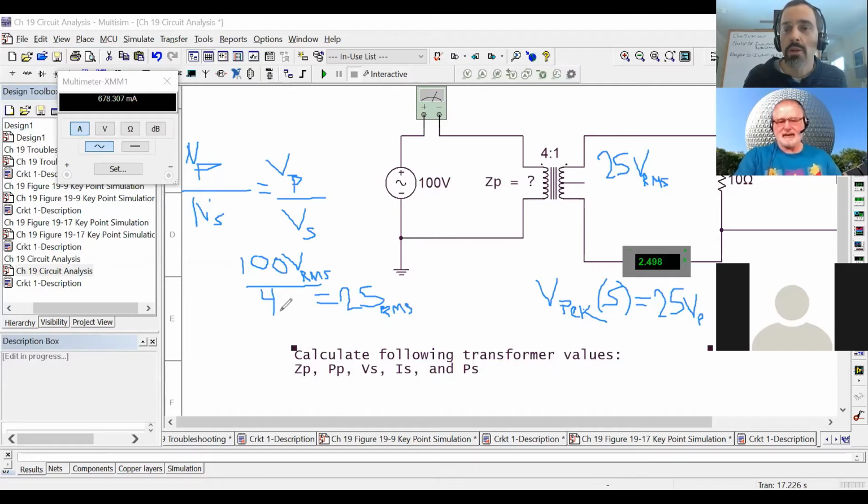Jeff knows the answer. What do we have multiplied by to get this to be a V peak on secondary? So it's 25. What do we have to multiply this by to get to peak? So that's times 1.414. That's right, 1.414. So if we take 25 times 1.414, 35.5.